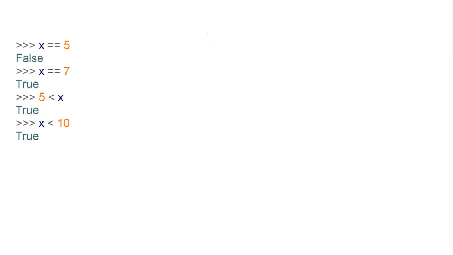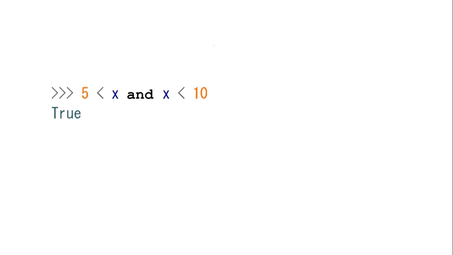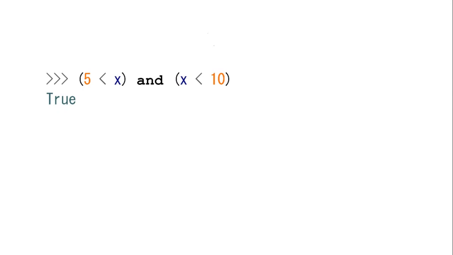Boolean operators have lower precedence than the chunks of code that they are comparing. This means that the chunks are calculated first, then compared. In the example, because we set x to 7, 5 less than x is calculated to be true and x less than 10 is also true. So we finally end with true and true. The easiest way to avoid confusion about precedence is to add parentheses.